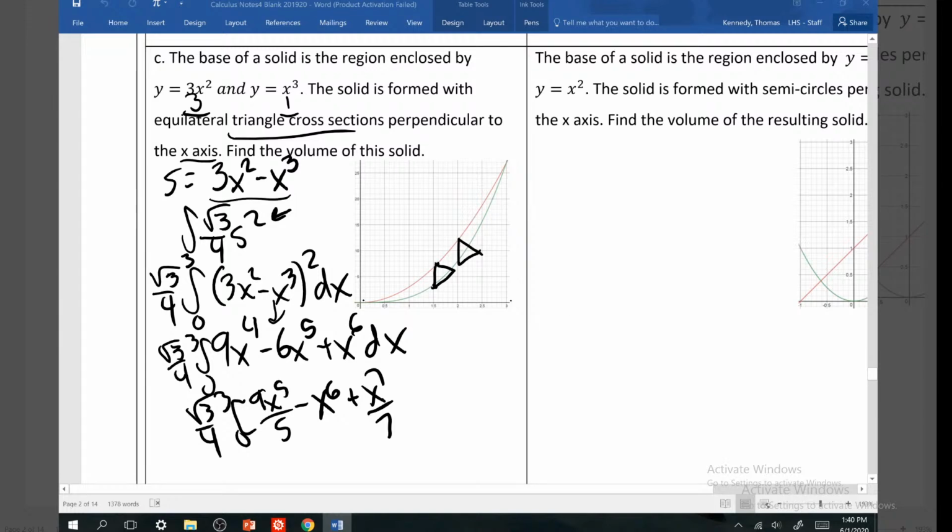Then I just plugged it into the formula. I figured out my bounds were 0 to 3 for x, and that dx was my variable. I FOILed 3x squared minus x cubed, got this, which allowed me to integrate and get this, and now all I'm going to do is plug in 3.